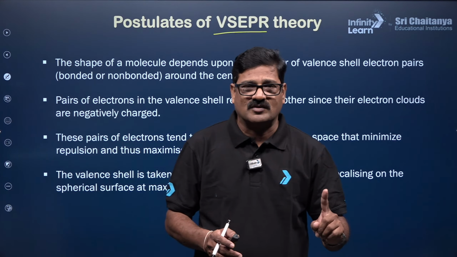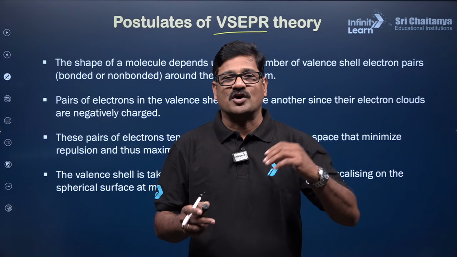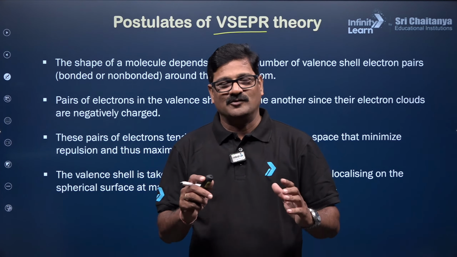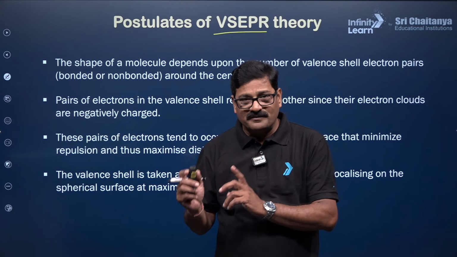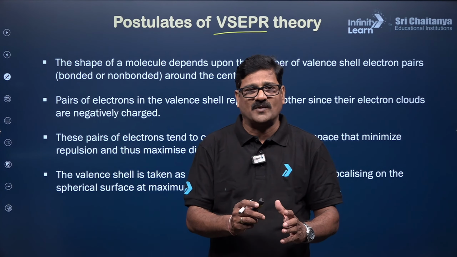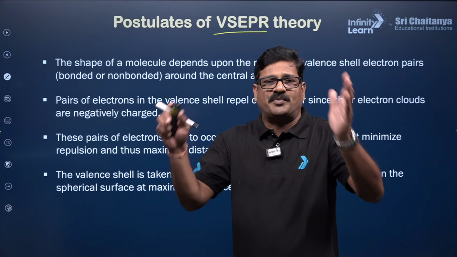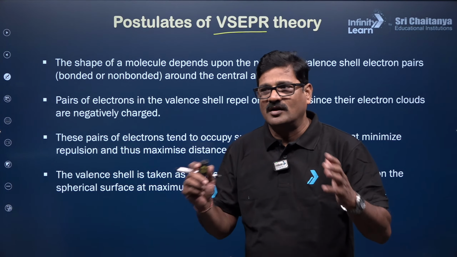Bond pair of electrons are the pair of electrons which participate in the bonding, which occupy less space and which have less repulsion. While the lone pair of electrons is controlled only by the central atom, and has more space, they occupy more space, and they are going to have more repulsion.